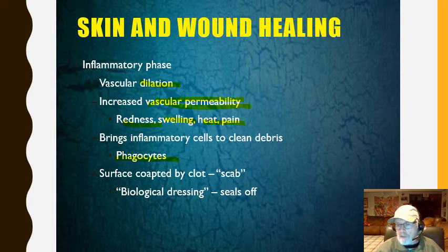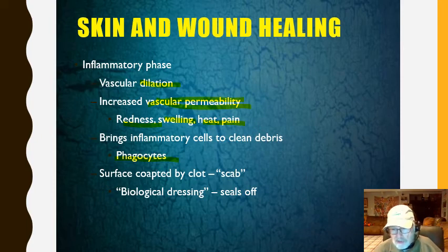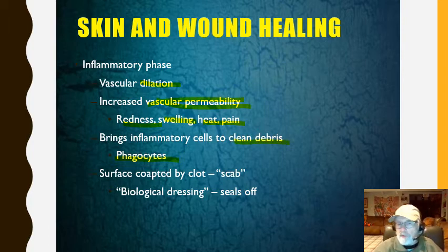Now, phago we talked about means eat, cyte means cell. These are cells that come in like macrophages. They come in, walk, and they eat all the debris, all the dead cells. Because you've got to remember that a lot of these cells are going to die, and there's going to be a lot of garbage that has to be cleaned up. So these macrophages or phagocytes come in, and they eat away all that material that's in there. So they help to clean the wound out, clean out the debris.